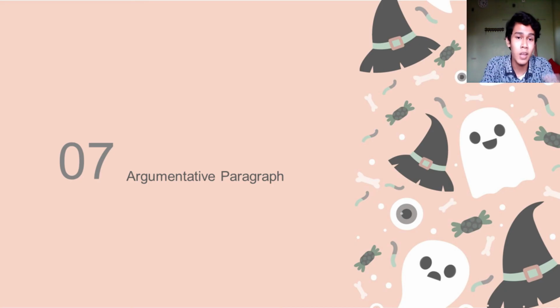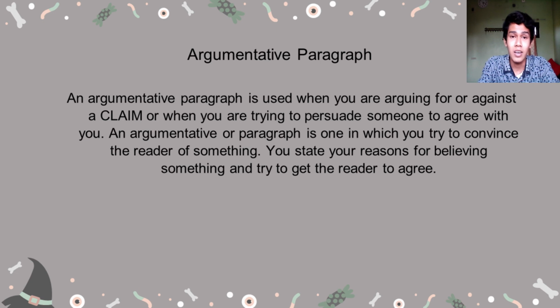Next, the last one is the argumentative paragraph. An argumentative paragraph is used when you are arguing for or against a claim, or when you are trying to persuade someone to agree with you. It is a paragraph in which you try to convince the reader of something. You state your reason for believing something and try to get the reader to agree.